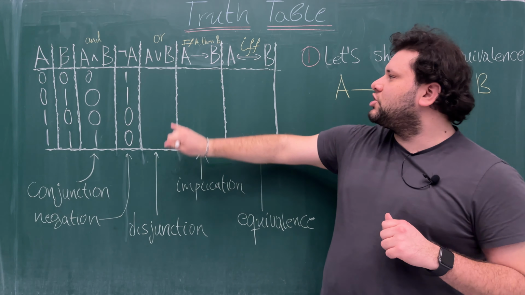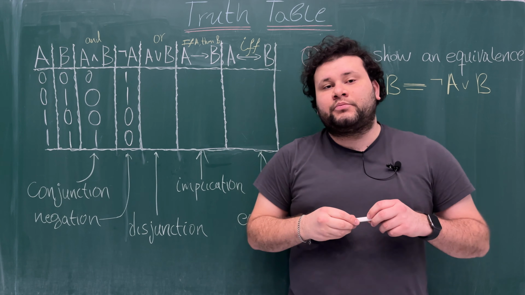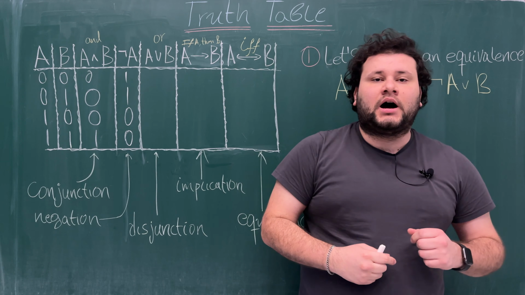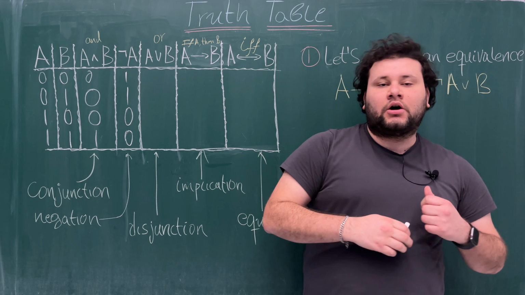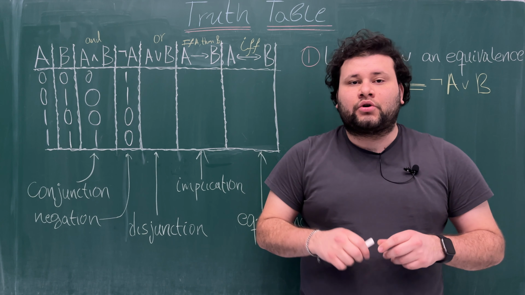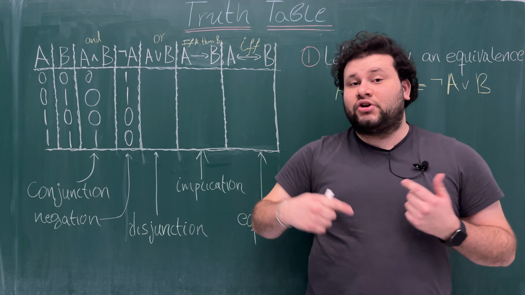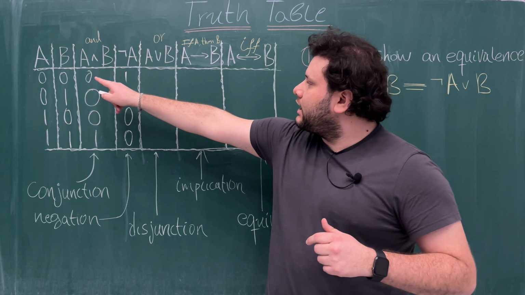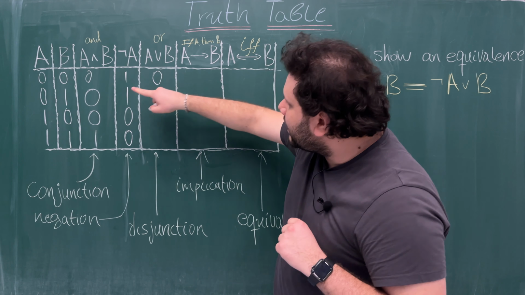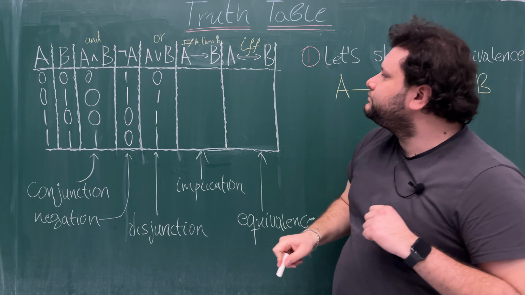Now we have the disjunction, A or B. As you can imagine, A or B is false only in one case, when both of them are false, because in the other cases at least one of them is going to be true. So since we have A or B and one of them is true, this is going to be true. So for A or B, when both of them are false, this is going to be false, and for all the others this is going to be true. So true, true, and true.